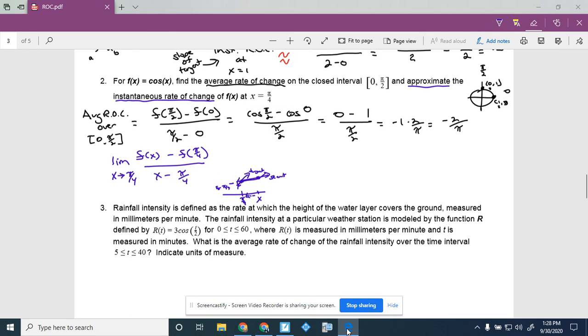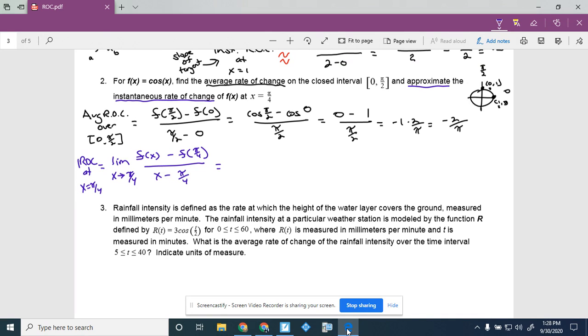I'm just going to erase that. Watch the other video and you get a nice bigger picture and you get the idea. Okay, all right, so anyway, this is my instantaneous rate of change. So let's go back to this guy. So this would be my IROC, instantaneous rate of change, at x equals pi over 4.